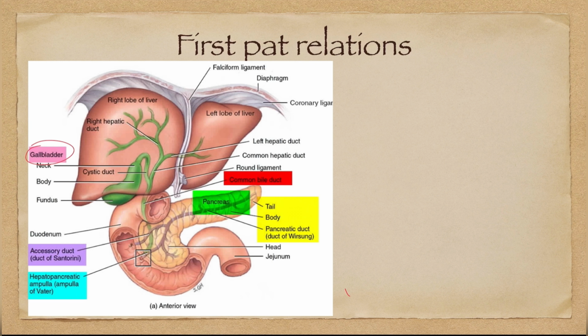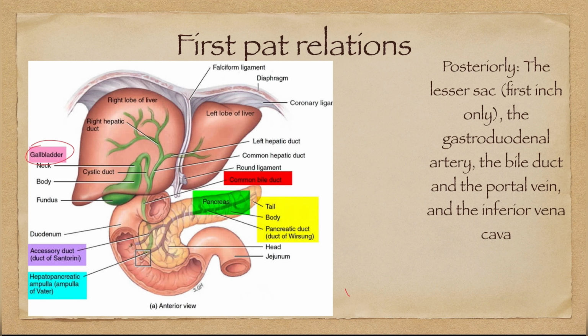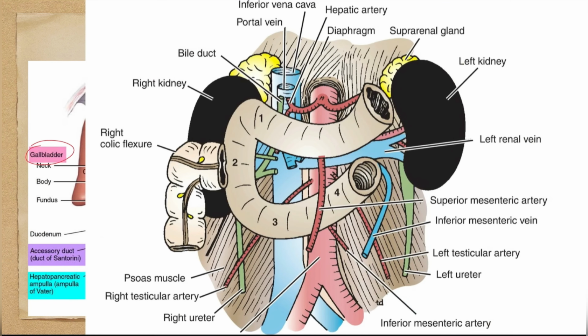First, the anterior relation. The first part is anteriorly covered by the liver and gallbladder. Posteriorly, what structures are located posterior to the first part of the duodenum? As you see here, the bile duct runs posterior to the first part of the duodenum, along with the gastroduodenal artery and portal vein.